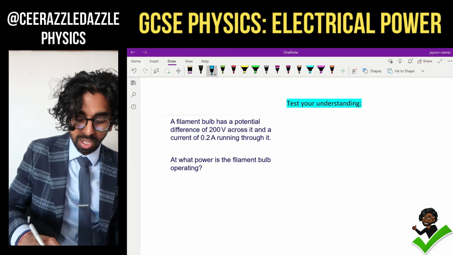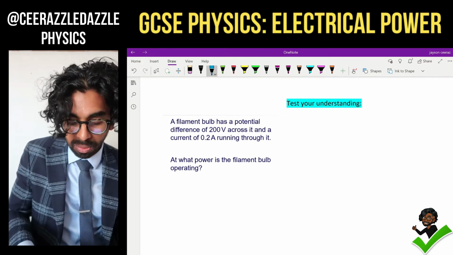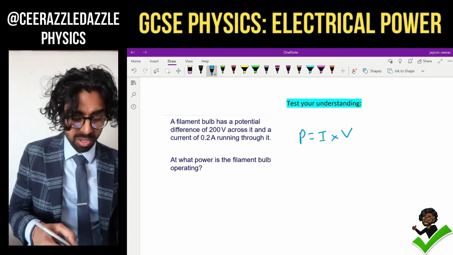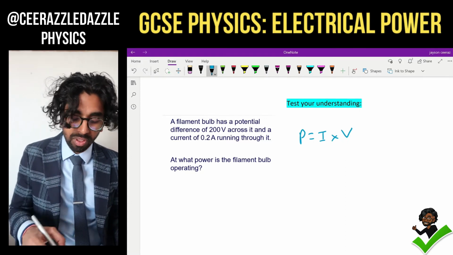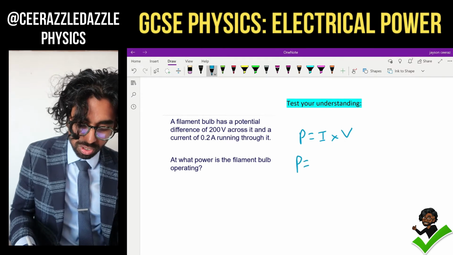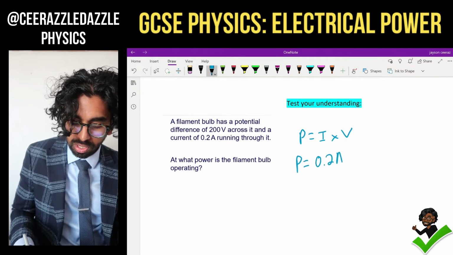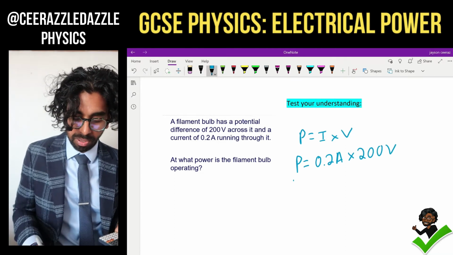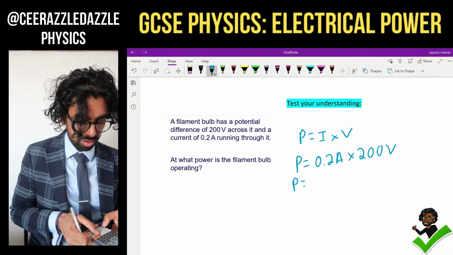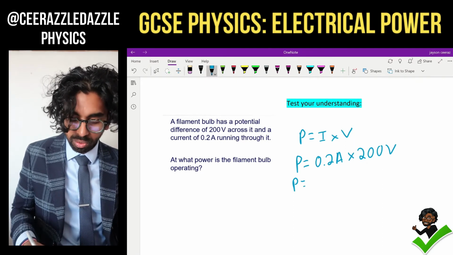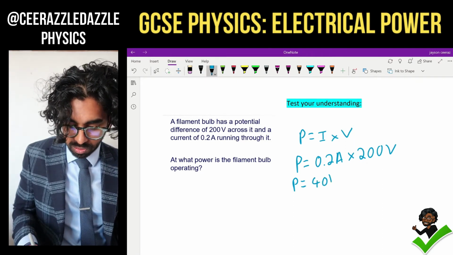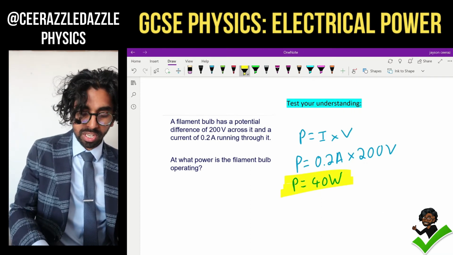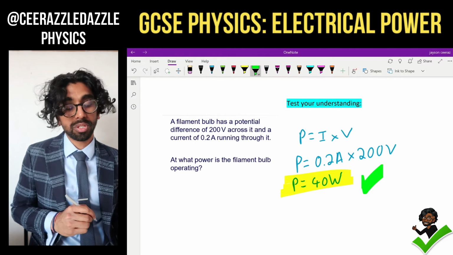Yes, what's the power? You have to write down the formula. It's going to be power is equal to current times by voltage. Step number one. Step number two, we substitute the values in. Power is equal to 0.2 amps times by 200 volts. So the answer, power is equal to 0.2 times by 200 equals 40 watts. Give yourself a tick for getting that right. So power is equal to 40 watts.